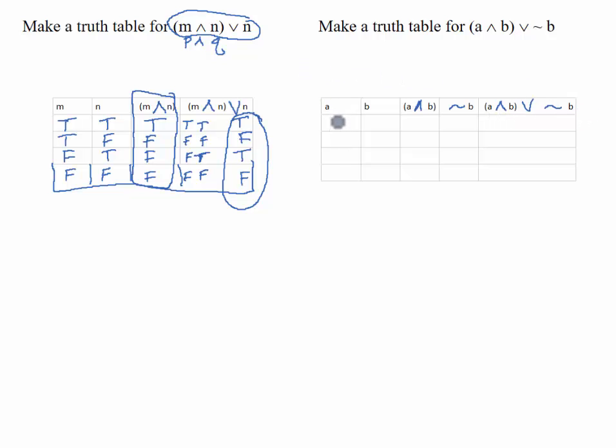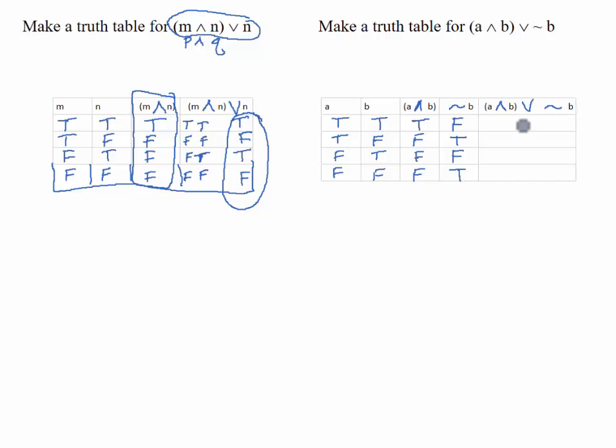So we always start the same. With statements A and B, we could have true, true, true, false, false, true, false, false. And then we have the conjunction A and B. Remember, for a conjunction, it was only true if both statements are true. Otherwise, it was false. Now, how do we do not B? Look at B. Not B is the opposite. So if B is true, not B is false. If B is false, not B would be true. So that's how you fill that one in.